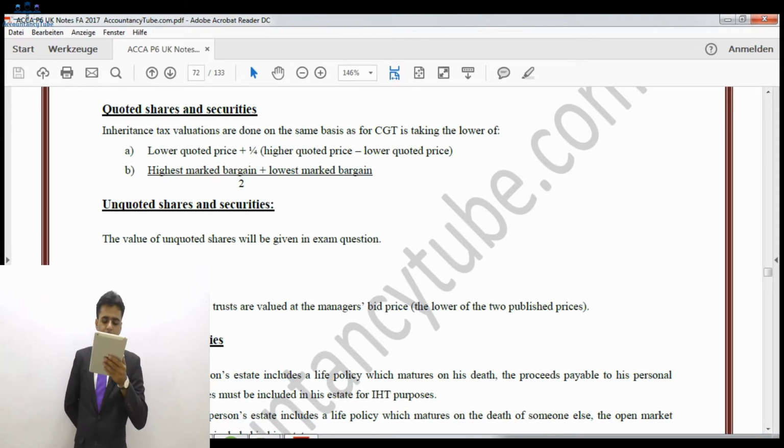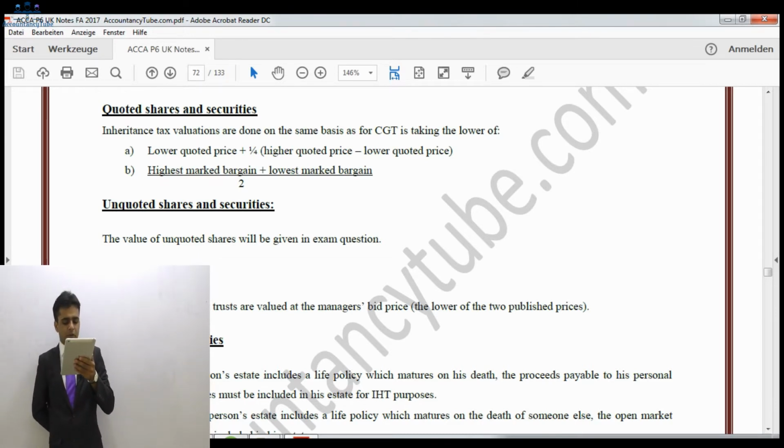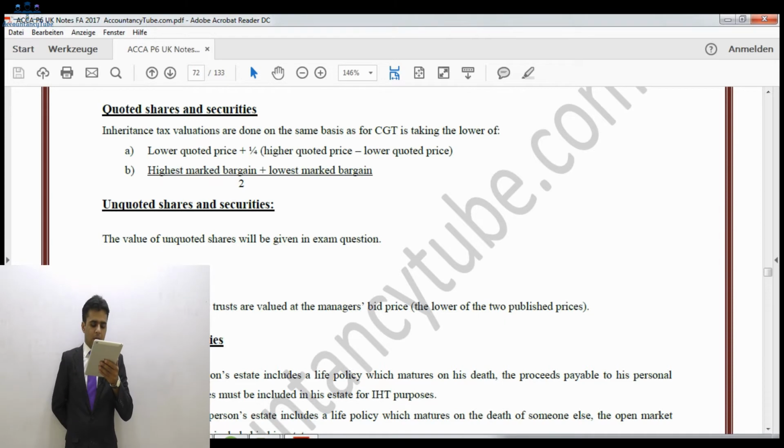In part A, it says in the requirement 7 marks, explanation of the inheritance tax advantages of making lifetime gifts to individuals.